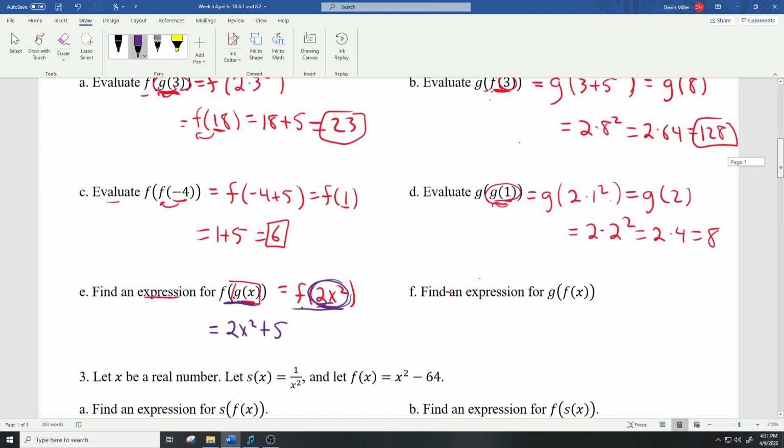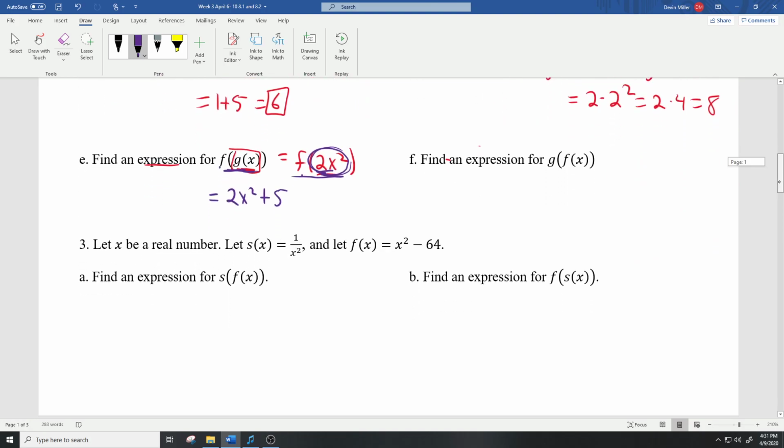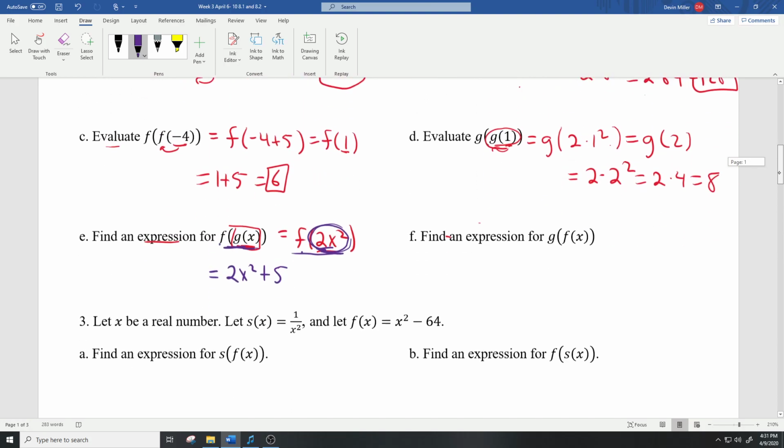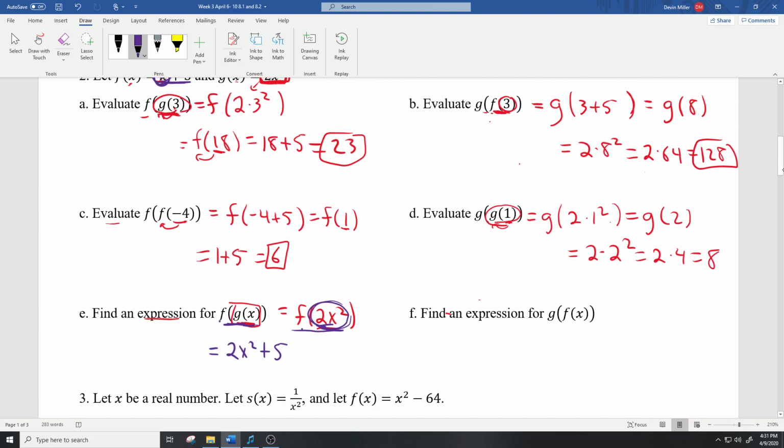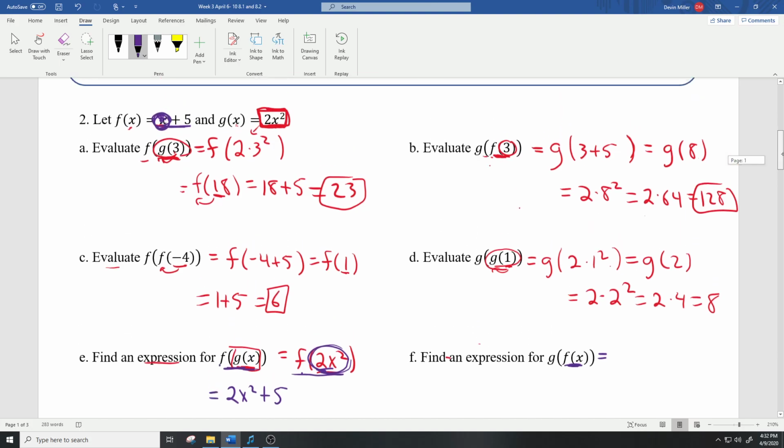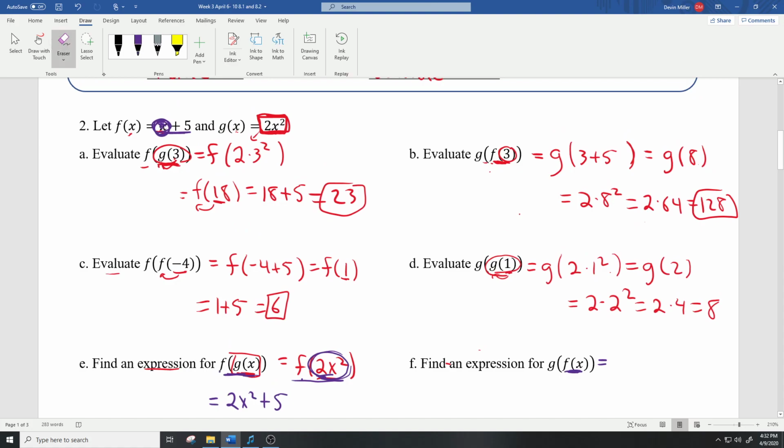Let's practice a couple more of these, and then that will be all for this video for day 1. Find an expression for g of f of x. So the same thing, but we're going to flip it around. G of f of x. So on the inside, you have f of x. So what is f of x actually? Go back up. F of x is x plus 5. So we're going to replace f of x that's down here with x plus 5. So it's going to be g of x plus 5.